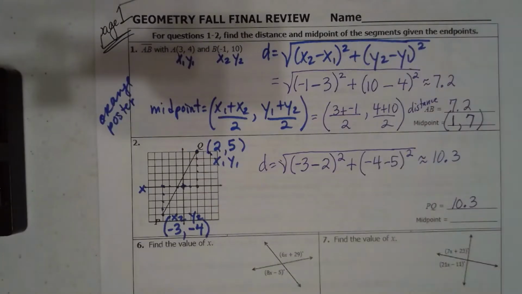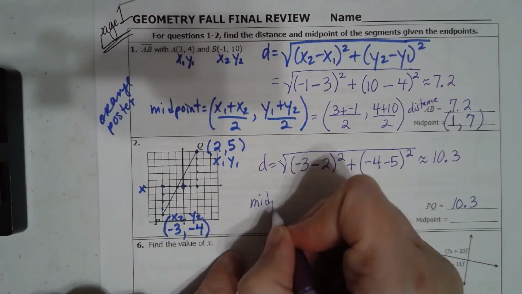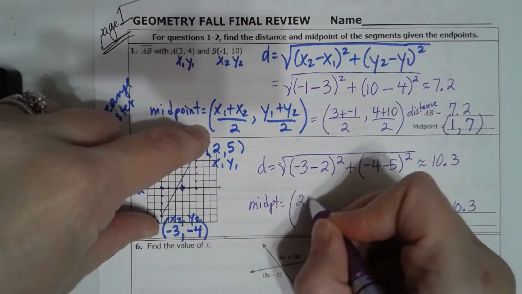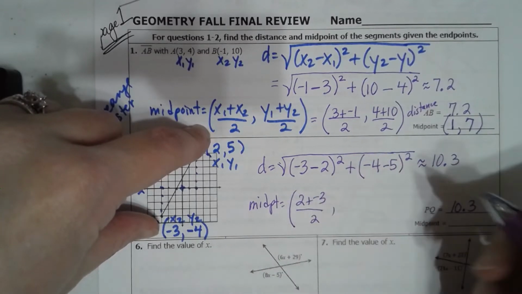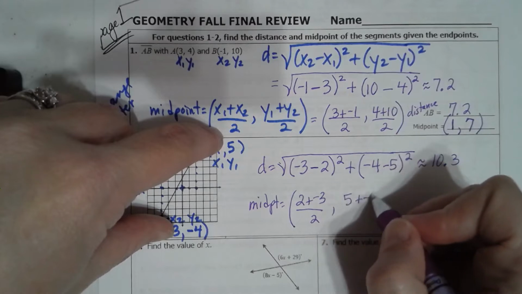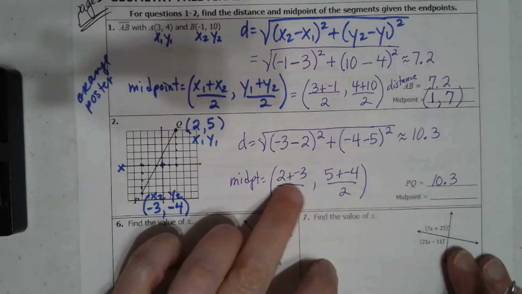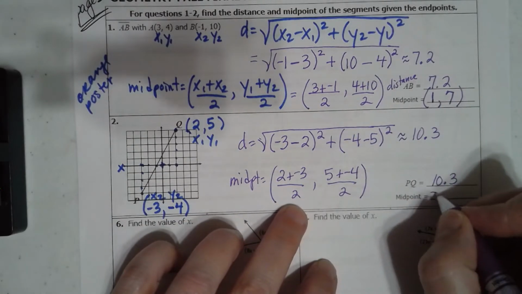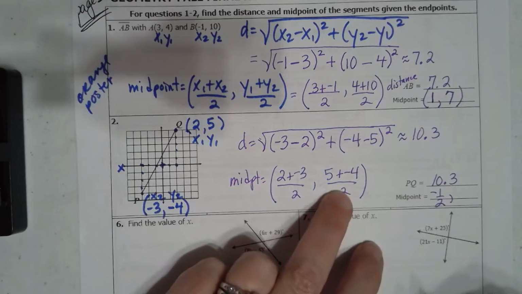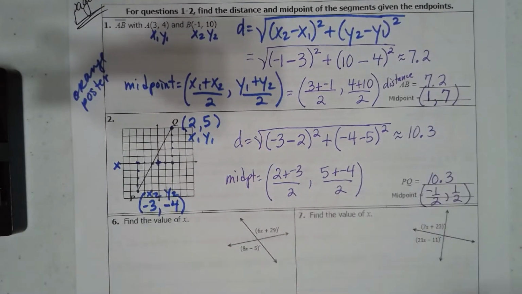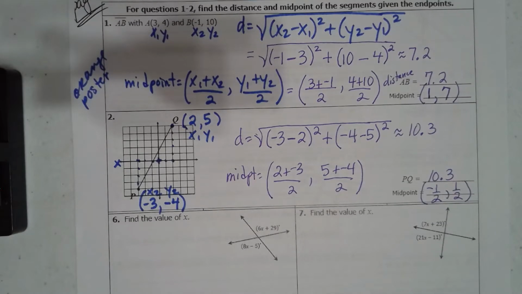And then for our midpoint, we're going to add our two x values: 2 plus negative 3, cut that in half. And then 5 plus negative 4, cut that in half. 2 plus negative 3 is negative 1, divided by 2 is negative 1/2. 5 plus negative 4 is positive 1, divided by 2 is positive 1/2. Alright, so that's just the midpoint.